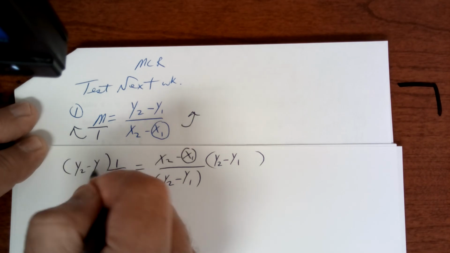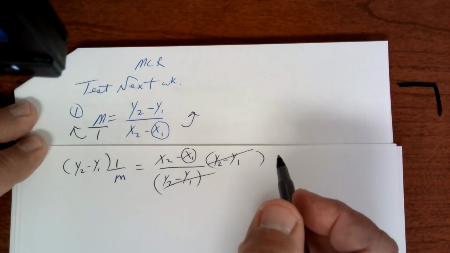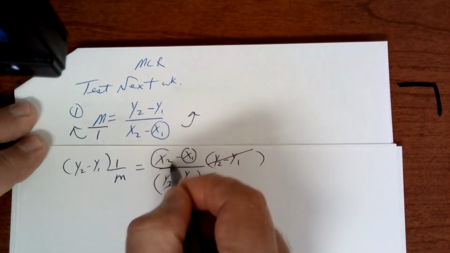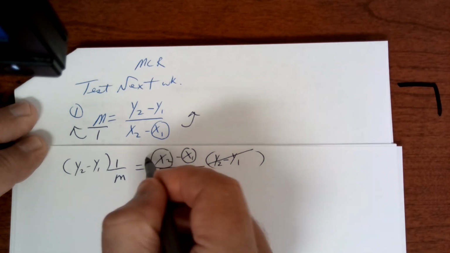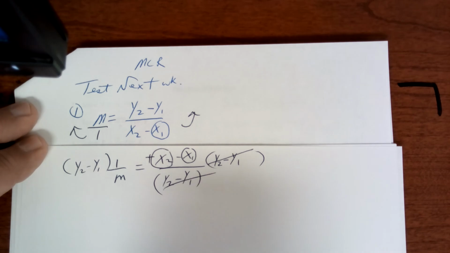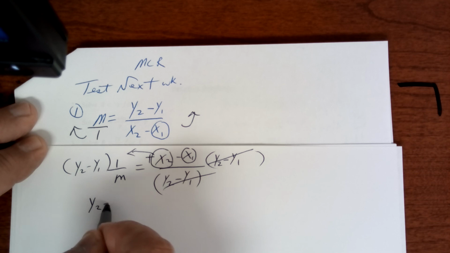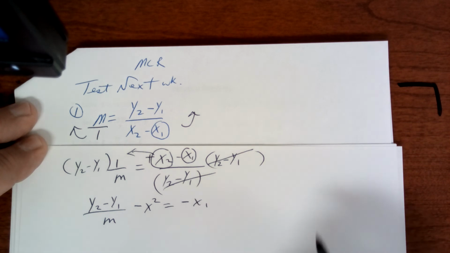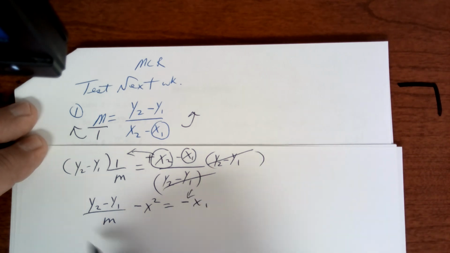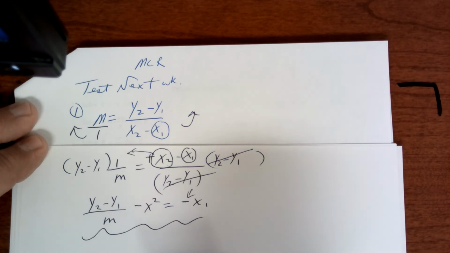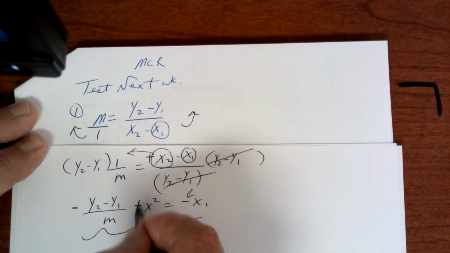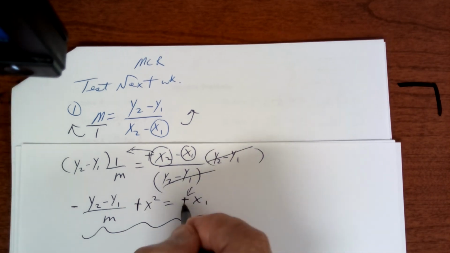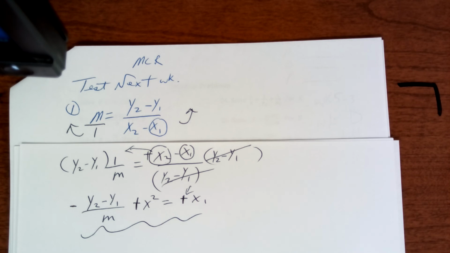Just like that. Okay, and then what you're going to do is get rid of this by, it's a plus, so you're going to do a minus. You're going to move it to the other side. So it's going to be y2 minus y1 over m minus x2 equals negative x1. And then you got to get rid of this, so you're going to change all your signs. So this one changes to a negative, this one changes to a positive, and this one changes to a positive, and then you're done. And that's how you do that.